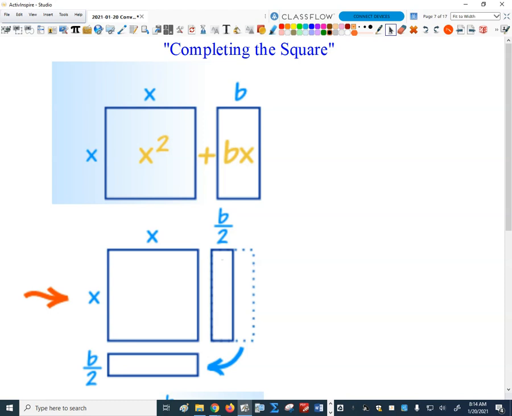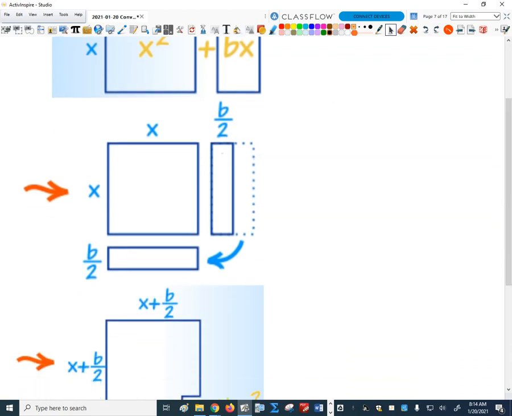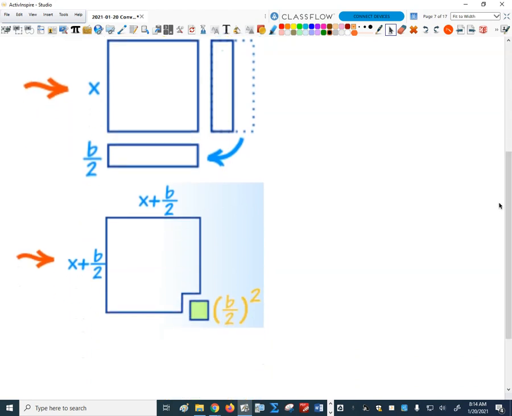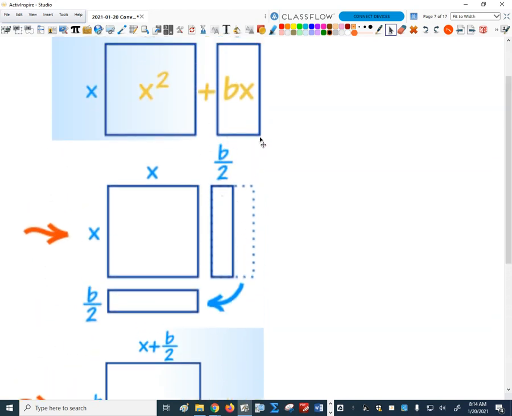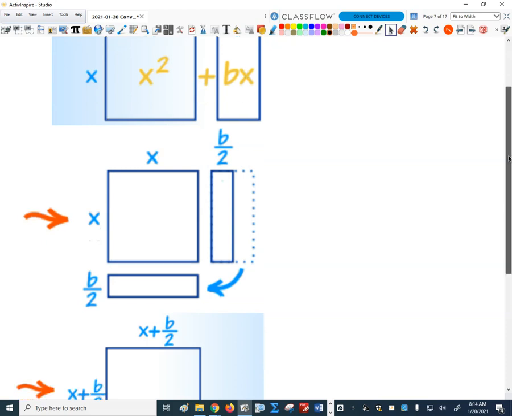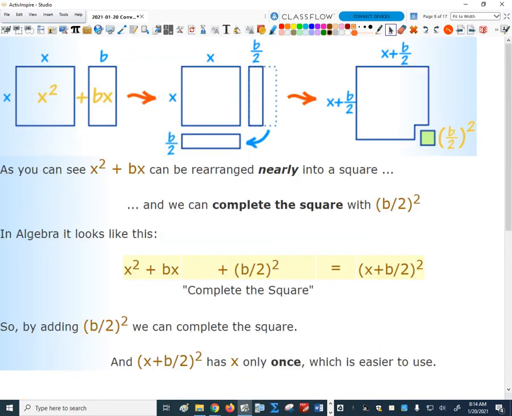Okay, so if we just start off with the first 2 terms, the x squared plus bx, we already know that we could reconfigure that to look almost like a square. It's going to be like a square missing that one little small square portion in the corner, which is always going to have dimensions b over 2 times b over 2, right? Because the width and the height of that square is determined by half of the width of our rectangular piece, okay? All right, so that's the trick we're going to use.